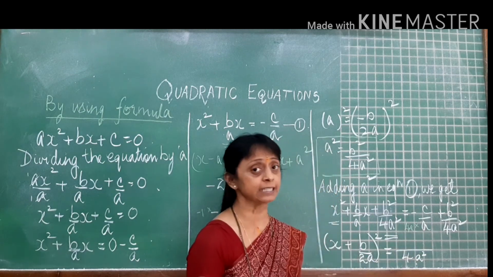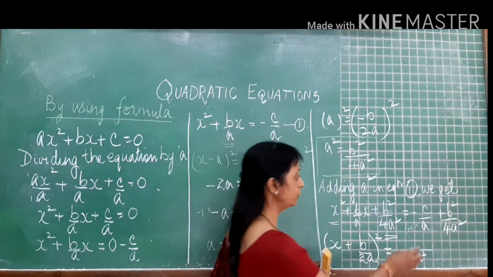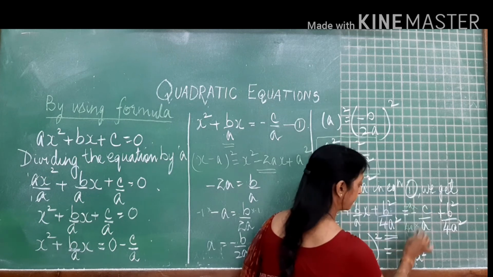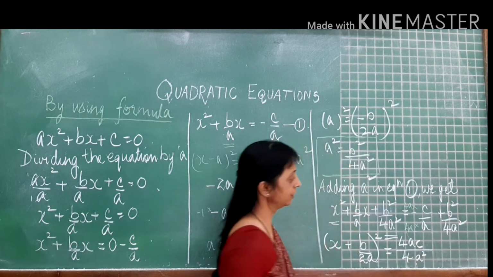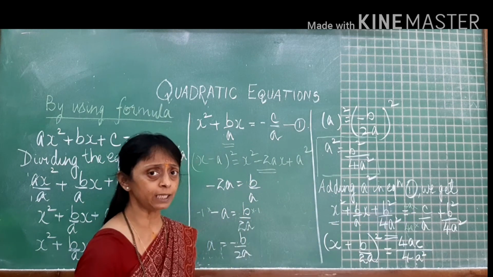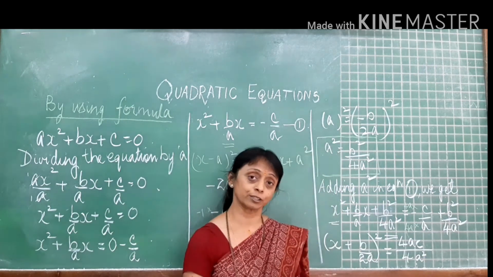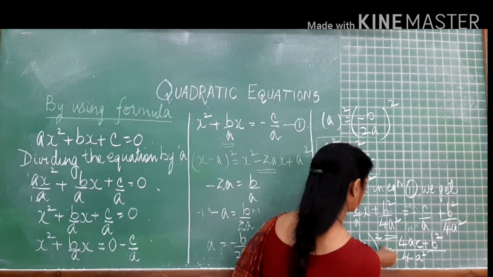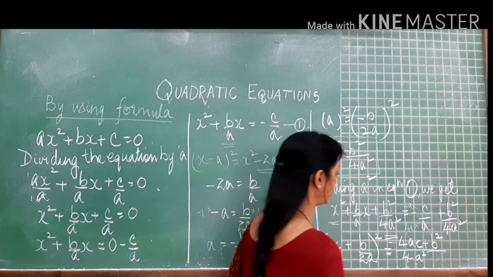Is it over, children? Definitely not. Whatever you do in the denominator should also be done in the numerator. So multiply minus c by 4a. So you get 4ac. Look at the second term. What about the denominator? Is it equal to the LCM? Let's check. 4a square. Here also 4a square. So they are one and the same. So write the numerator as it is. So minus 4ac plus b square.